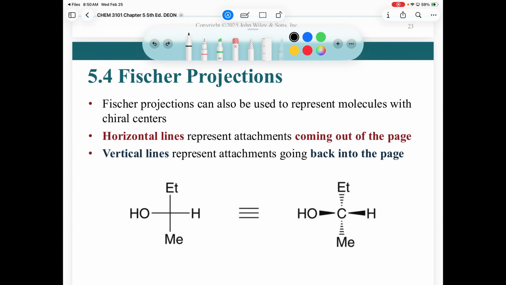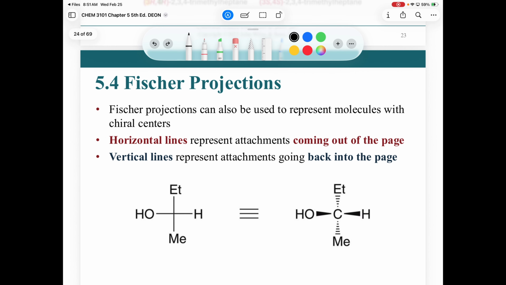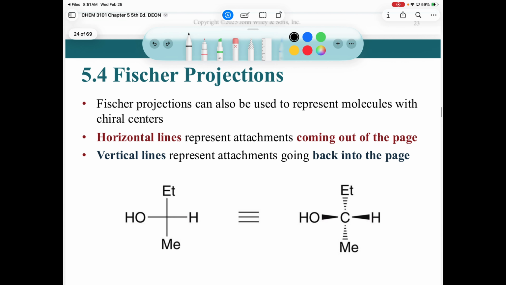If you don't remember this, I went over it briefly in another class. In a Fischer projection like this one, the horizontal lines are coming out of the page as if they're coming to give you a big hug. I should have taken a picture off Google Images of somebody going like this. But anyhow, the horizontal lines are coming out of the page, as you can see here. Then the vertical lines are going back into the page.